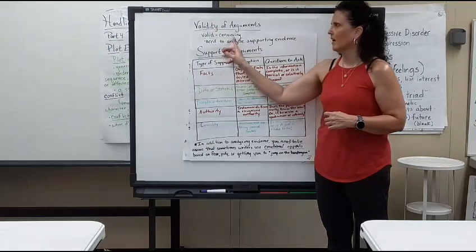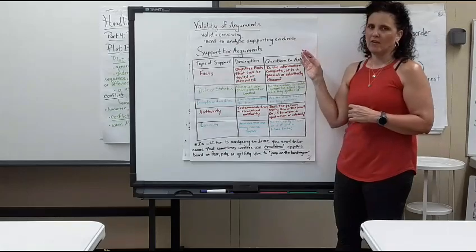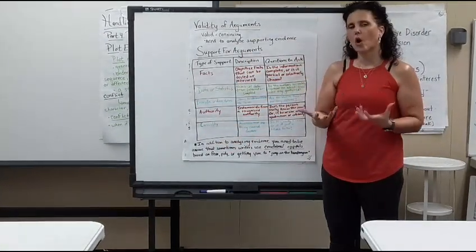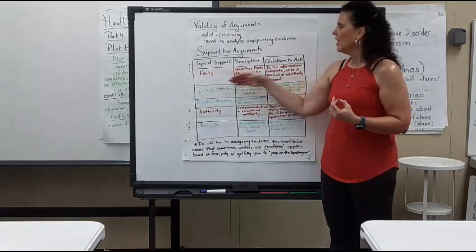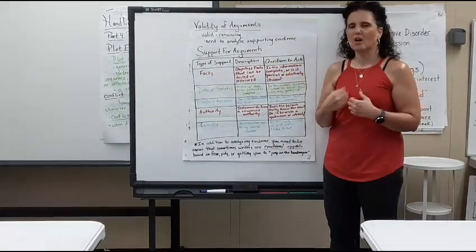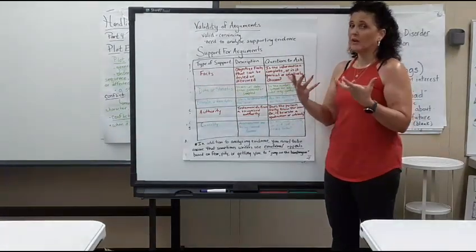Valid means they're convincing and they're true. We need to analyze all that supporting evidence. So I've made a chart here for you that looks at supports for argument: the types of support, the description of that type, and the questions that you need to ask yourself when you're reading. The first type of support is facts. That's very literal.